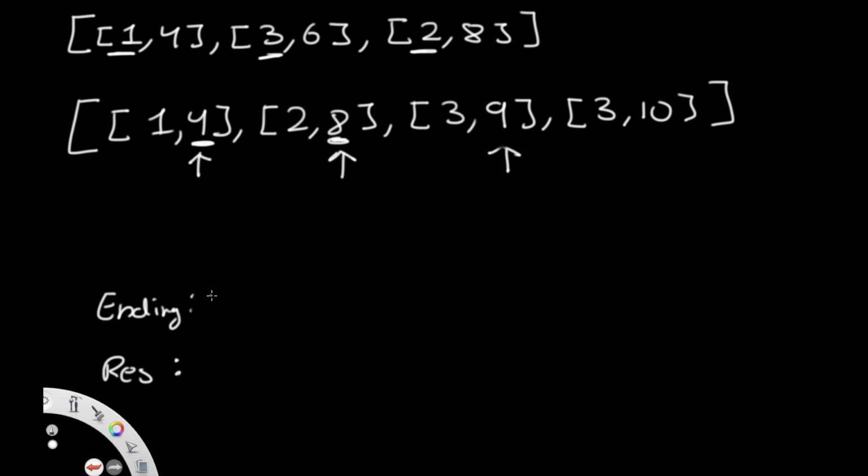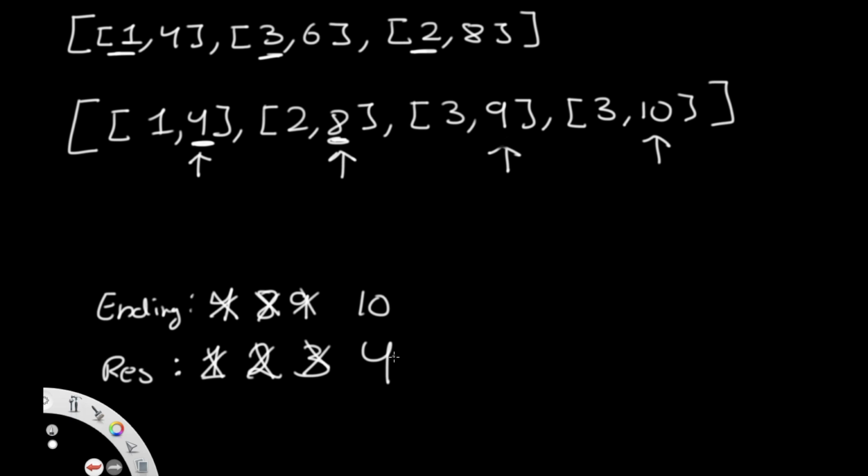Over here, our ending is now going to be 4, and our result becomes 1. Then at 8, it becomes 8 and our result increases to 2. Now at 9, 9 is greater than 8, so this becomes 9 and this becomes 3. Then we go to 10, and 10 is also greater than 9, so this becomes 10 and this becomes 4. Now, the problem is our result ended up becoming the number 4, but that's actually not correct.